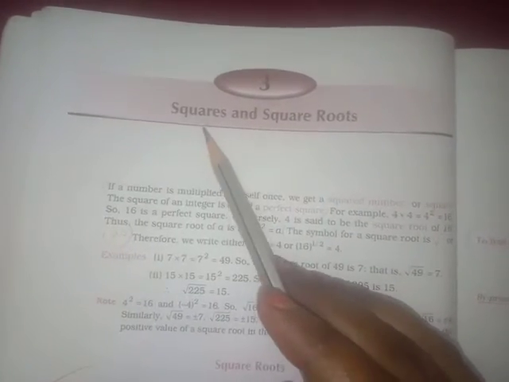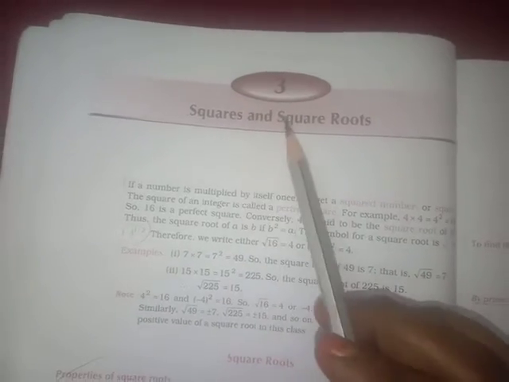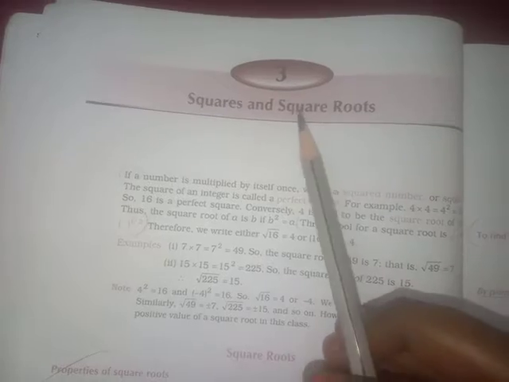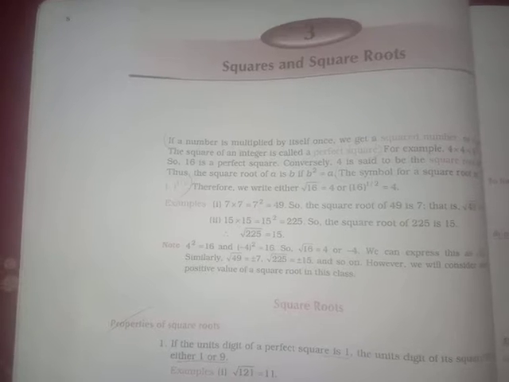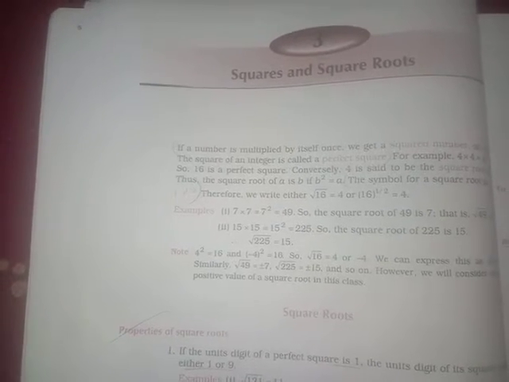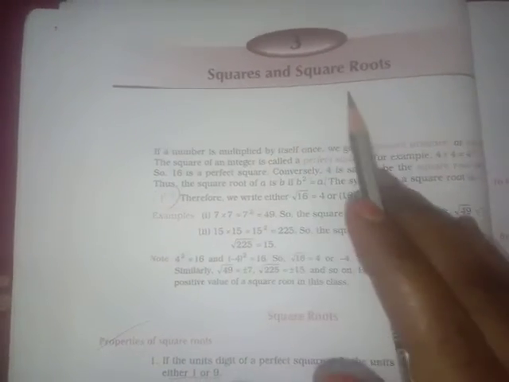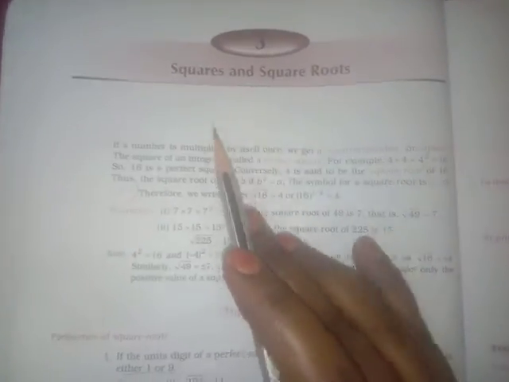Today our new topic is the third term, third unit, squares and square roots. Squares and square roots are opposites, because square means you are squaring the number, and square root means you take out the root to find the answer. So the square root is the opposite of square.